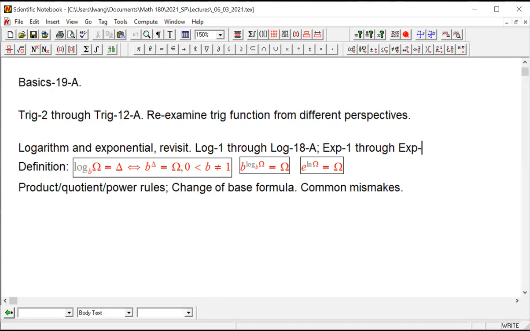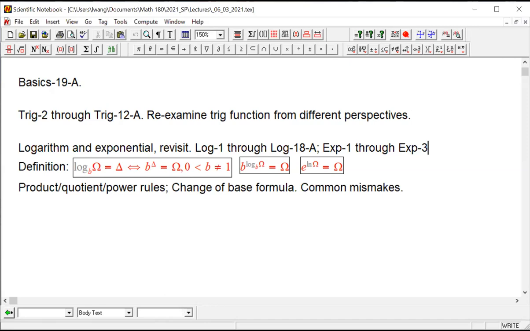We can't address logarithm without addressing exponential. Exp 1 through exp 3, right? We've done them together, we've done them by pairs. And transformation, shifting up and down, left, right, right? We've done all of those. Yeah, so logarithm and exp is a big piece.